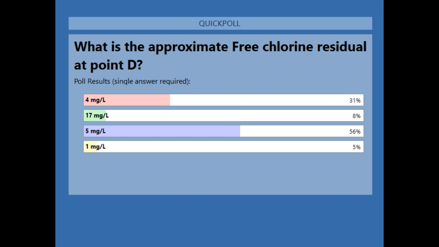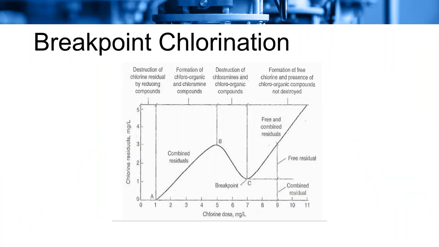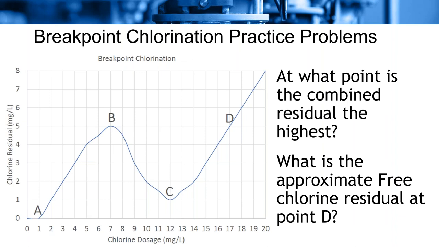Most of us put 5 milligrams per liter, but the correct answer is actually 4 milligrams per liter. The reason is, if you remember, at point C we reach our minimum residual chlorine. You can see from the graph, below point C, that there's the combined residual on the bottom right of the graph. So there's still a combined residual in there, it's just at a minimum. Then point D, if you look at the graph, is about equal to 5. So that's our total residual, equal to 5.